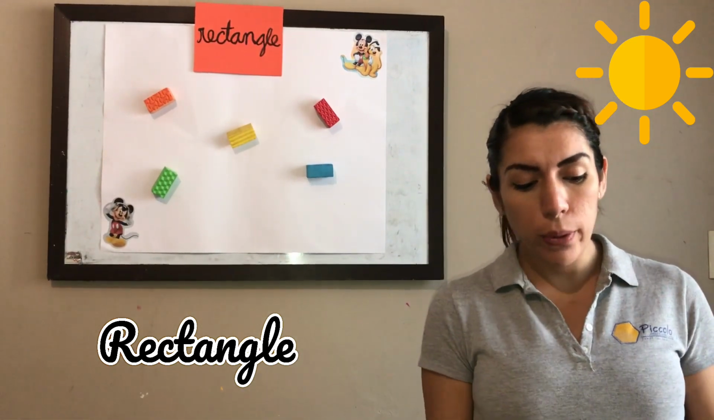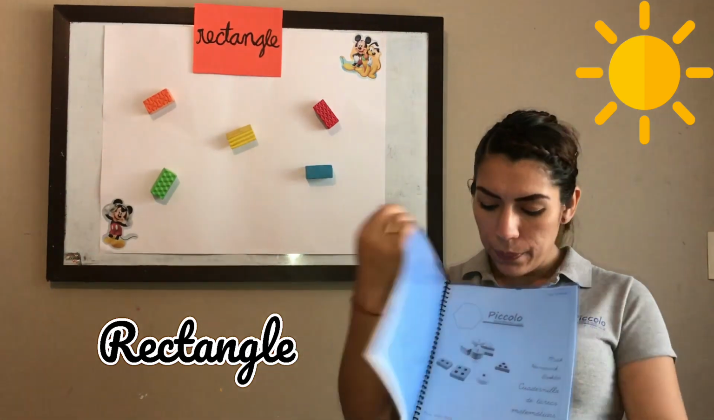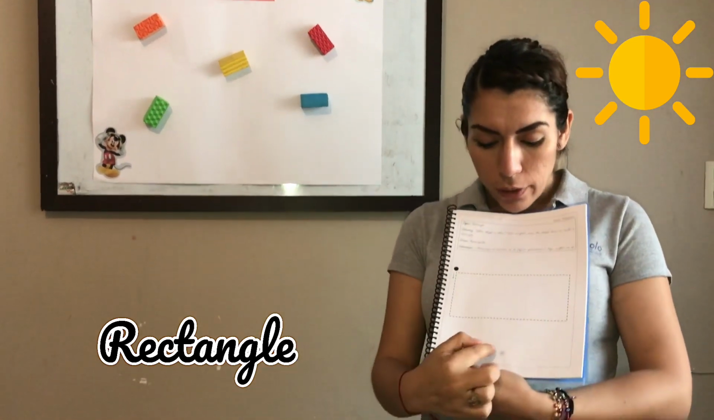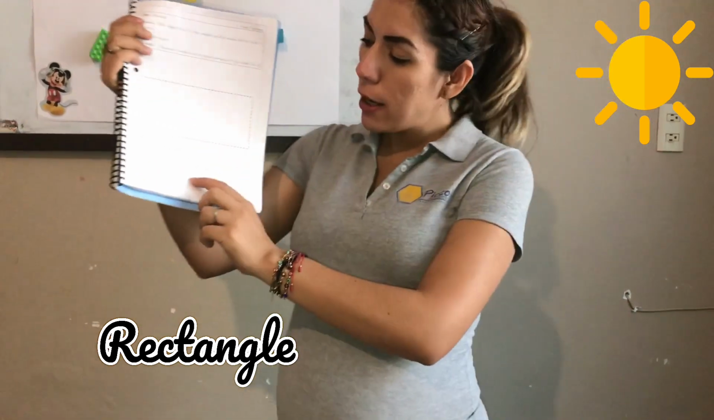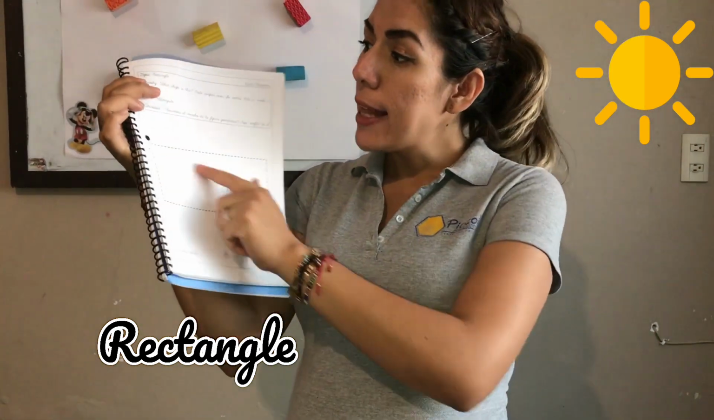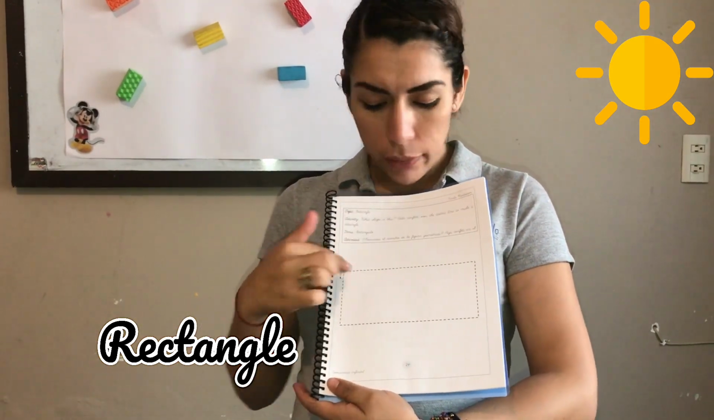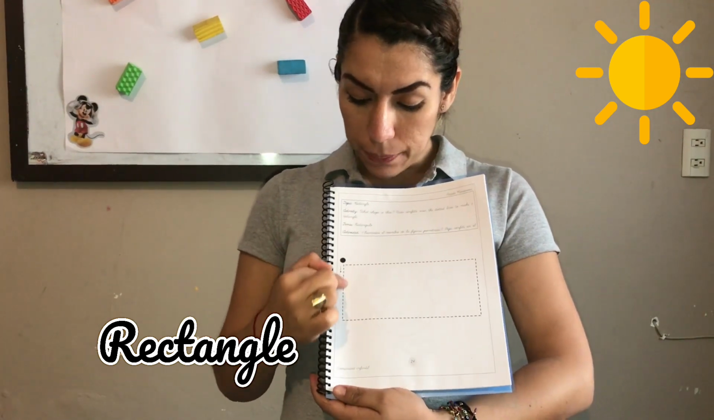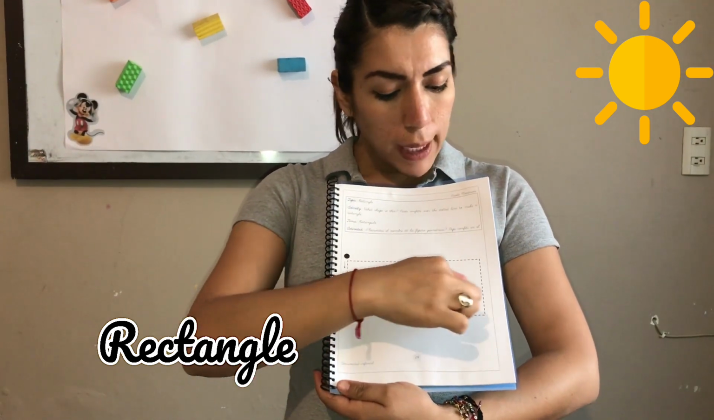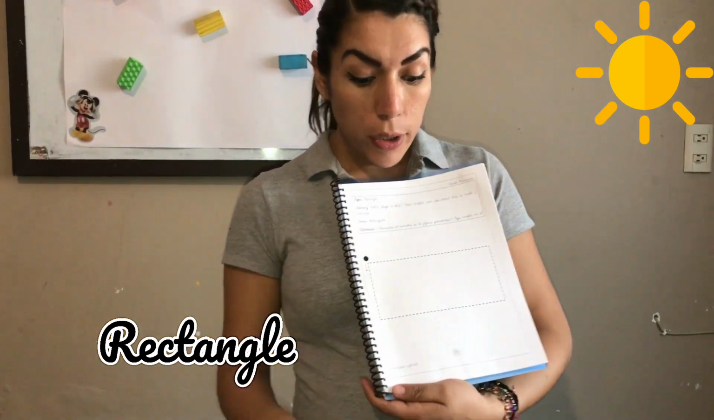Okay, so now what are we gonna work on? We're gonna work in your book. You're gonna get your math book, Homer book, and you're gonna look for page 24. What page? 24. Did you see? And I'm gonna show you what to do on the rectangle. Look at the rectangle. This is my rectangle. With your little finger, you're gonna trace down, left, up, right. Yes?